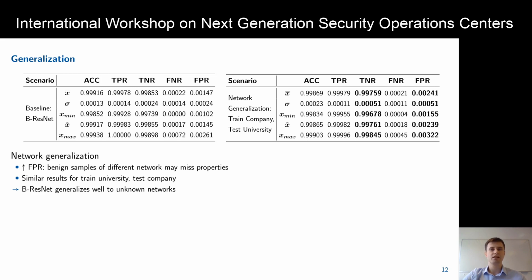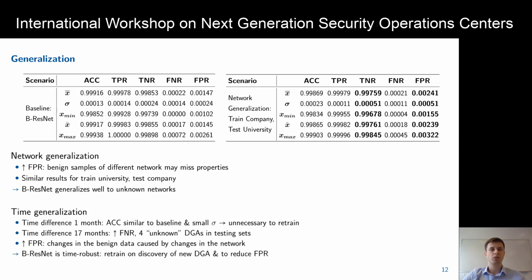It can be seen that the false positive rate slightly increases. This could be explained by the fact that the benign samples of the one network miss specific properties of samples of the other network. We also performed this experiment for the other direction and obtained similar results. Since the increase of the false positive rate is rather small, we argue that the classifier generalizes well to different networks.